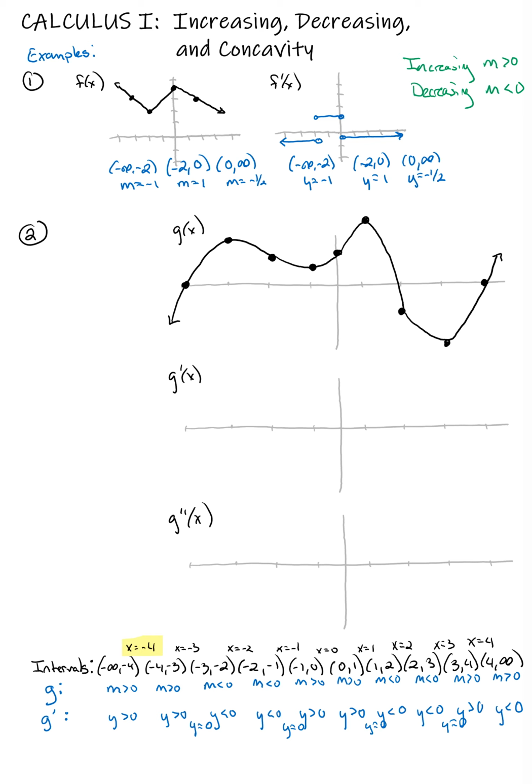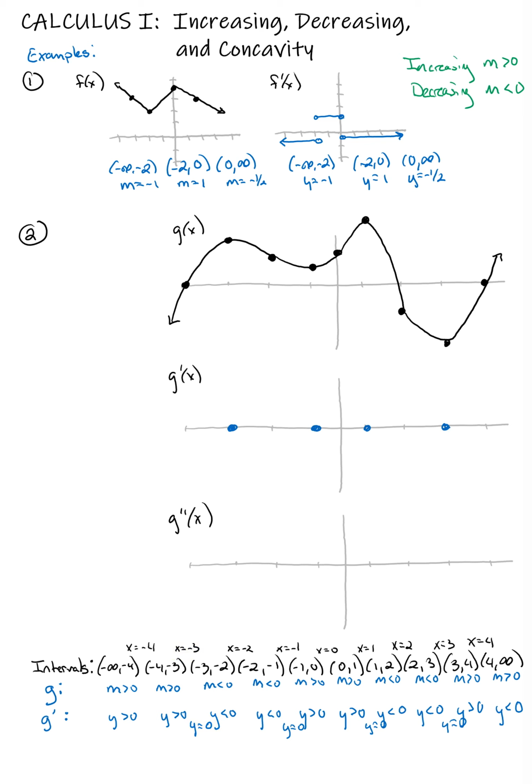When x is negative 3, I have the y value of 0. When x is negative 1, my y value is 0. When x is positive 1, the y value is 0. And when x is positive 3, I have the y value 0. So that gives me 4 points that I can put on G prime. So we have the points negative 3, 0, negative 1, 0, positive 1, 0, and positive 3, 0.